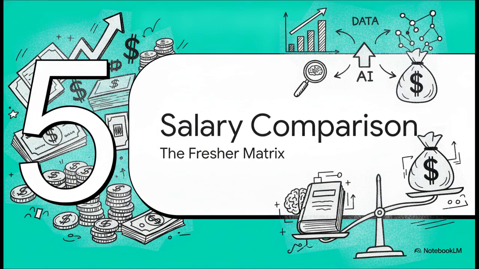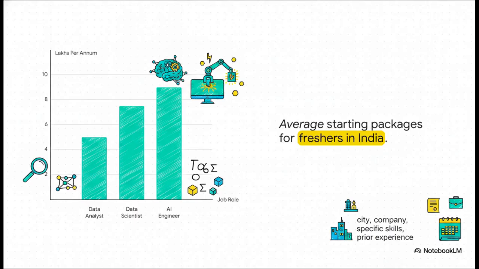Okay, let's jump into Section 5, comparing salary packages, the fresher matrix. Let's talk about the numbers, because I know you've been waiting for this. How do these different job responsibilities, skills required, and tough syllabuses translate into actual cash? Looking at average starting packages for freshers in India, measured in lakhs per annum, it makes a ton of sense. Data analysts generally land between 4 to 6 LPA. Data scientists, bringing in that heavier math and predictive modeling, bump up to a range of 5 to 10 LPA. And then at the top of the food chain, AI engineers command a premium of 6 to 12 LPA, thanks to that rare blend of software engineering and deep learning skills.